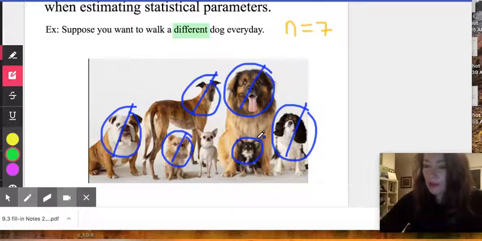But what happens on the seventh day? On the seventh day, I have no choice. I have to choose the remaining dog.